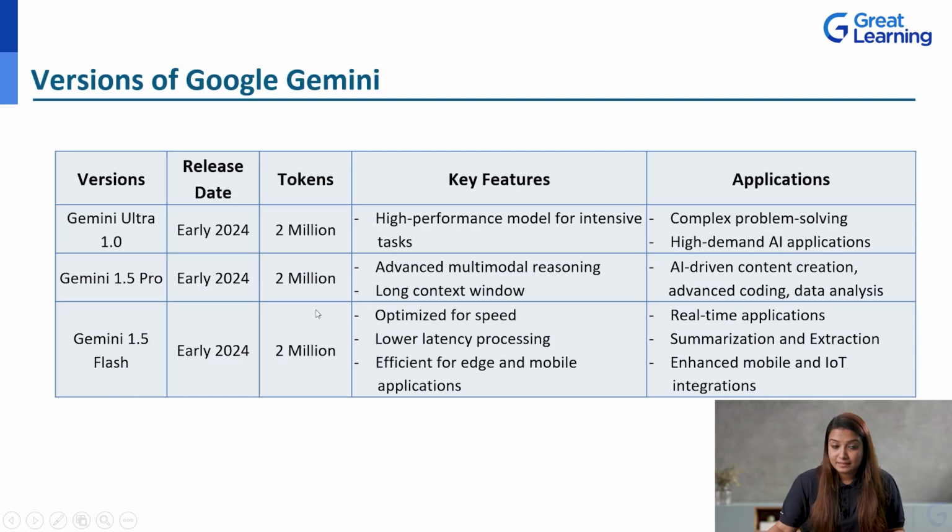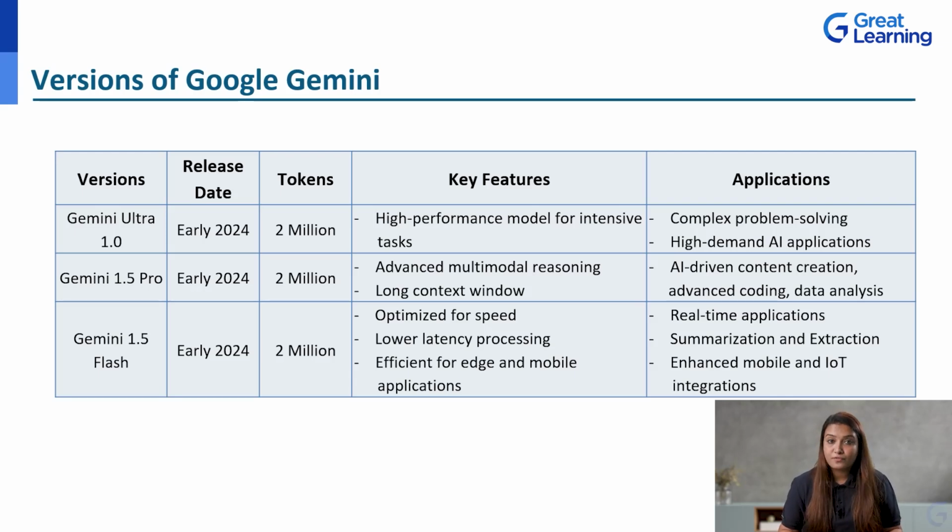Stay tuned for that. Then we have Gemini 1.5 Flash. So it's 2 million tokens again, but Flash means, as I told you, that it has speed. It has low latency processing, and it is generally used for mobile applications, smaller devices, not restricted only to mobile. Then it is generally used as a real-time application, and IoT integrations were done with the help of Gemini 1.5 Flash, and summarization, extraction. So all these are the applications of Gemini 1.5 Flash. Hope we are clear till now with the variants of Gemini.